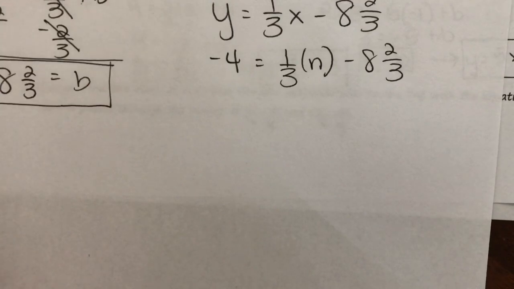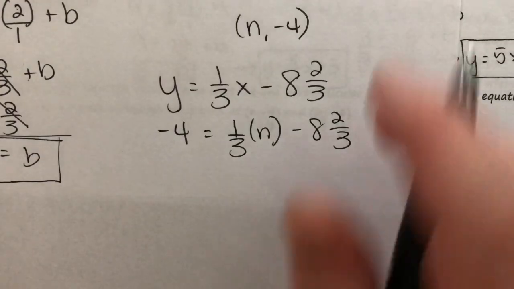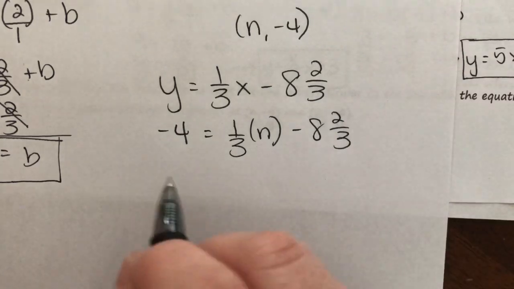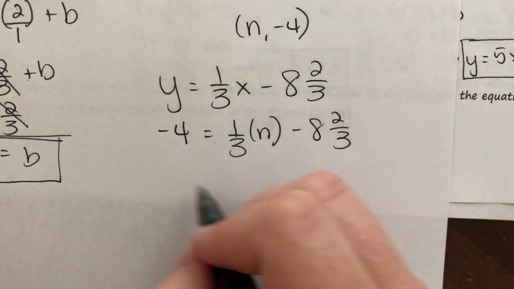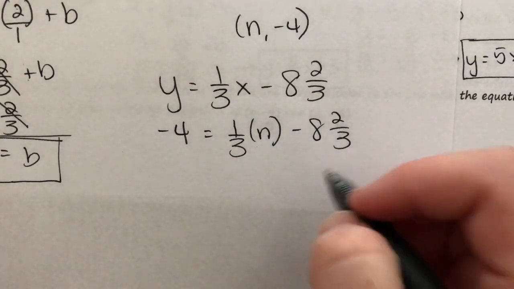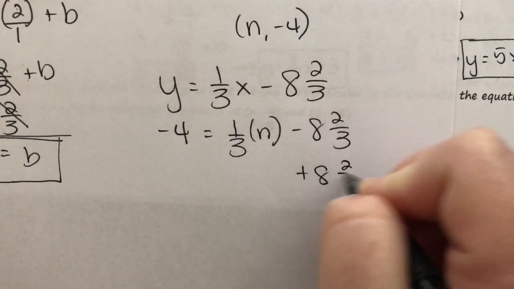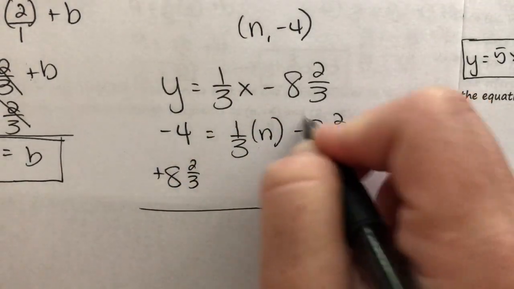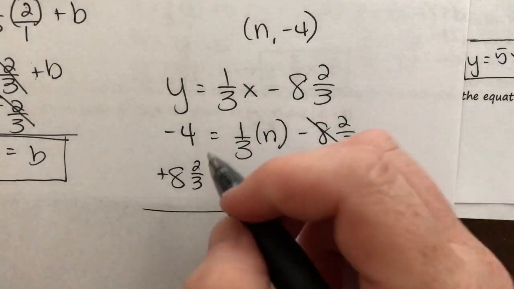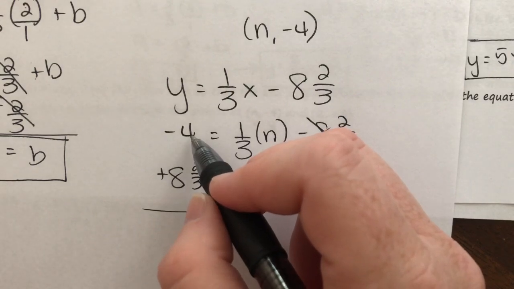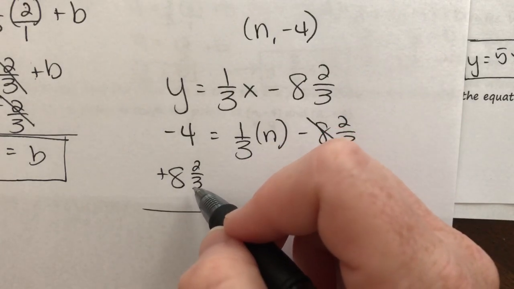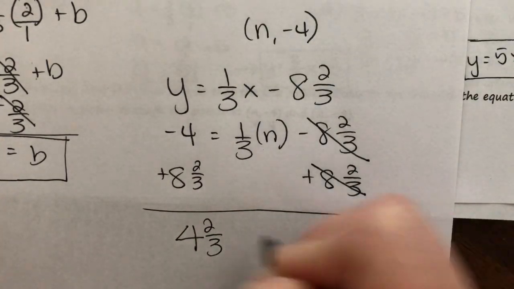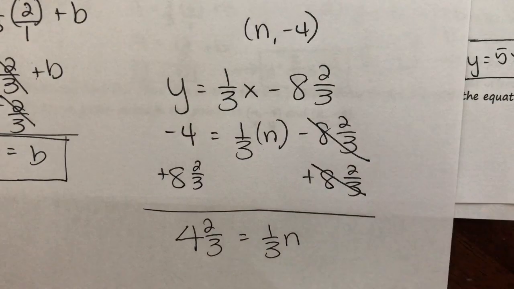So now I have to solve this bad boy, right? And I'm telling you guys, it's a lot of work. This is a complicated problem. Okay, so first off, I want to add 8 2/3 to both sides of my equal sign. So plus 8 2/3, plus 8 2/3, right? And so these go away. If I'm 4 feet down in a hole and I come up 8 2/3, I'm going to end up above ground 4 2/3 equals 1/3 n.